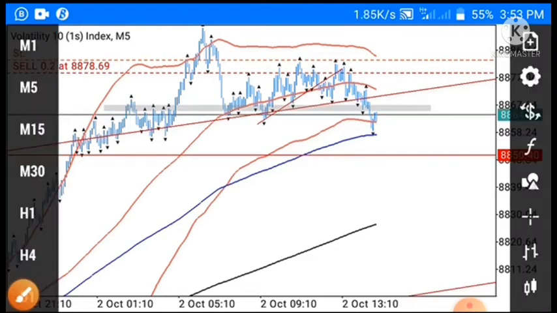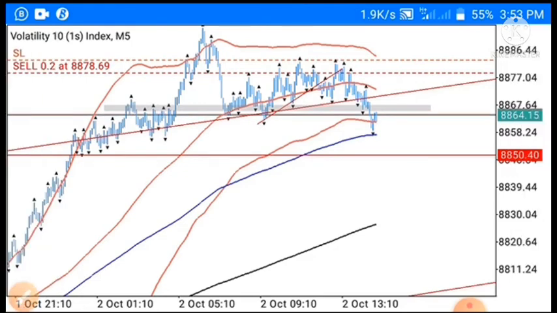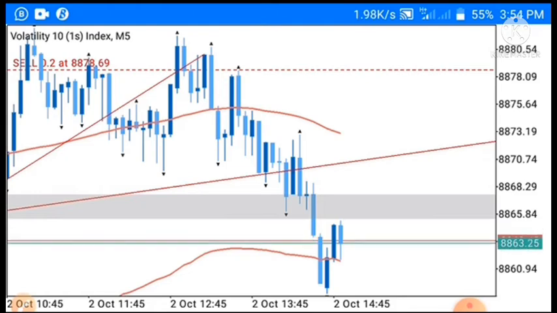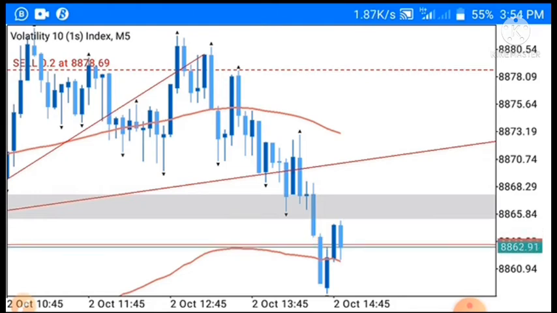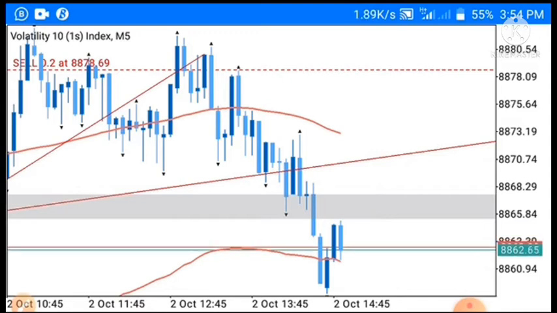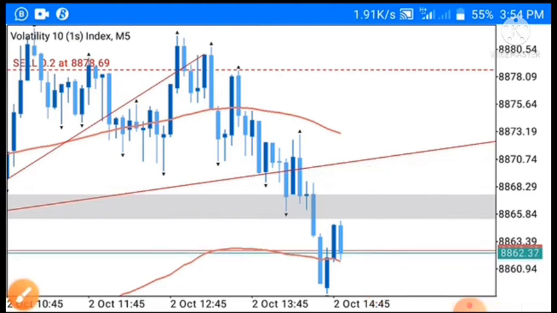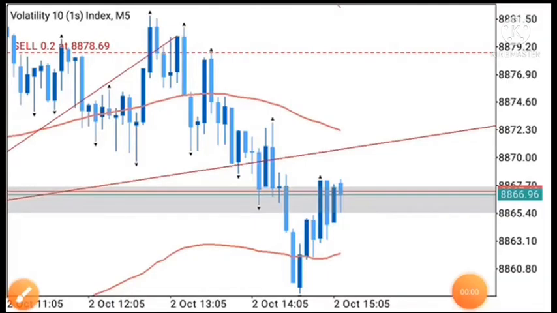So let's just wait and see how we get in for our appropriate entry, because if this candlestick doesn't really give us a sign to go into this market, then we're going to wait for it to retrace somewhere around there before taking it.